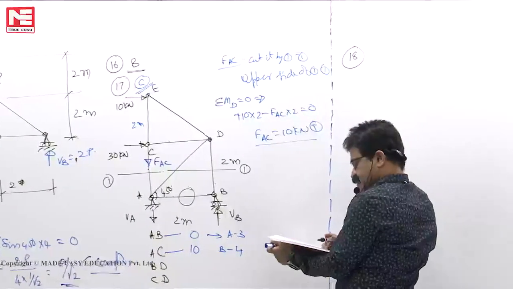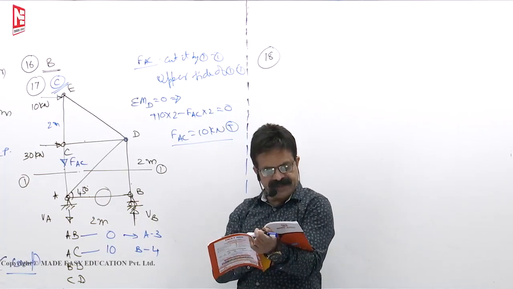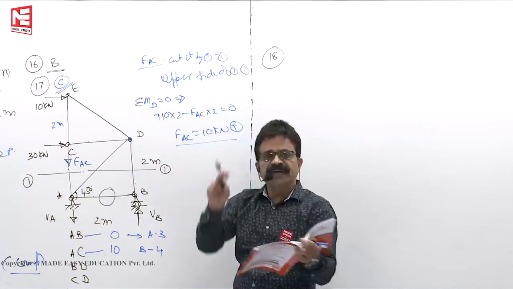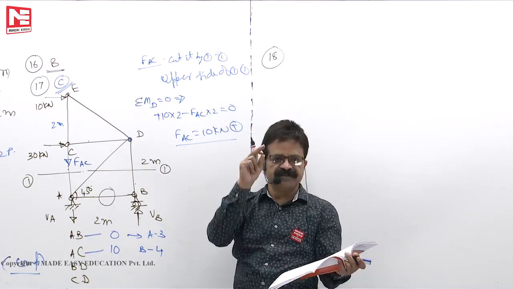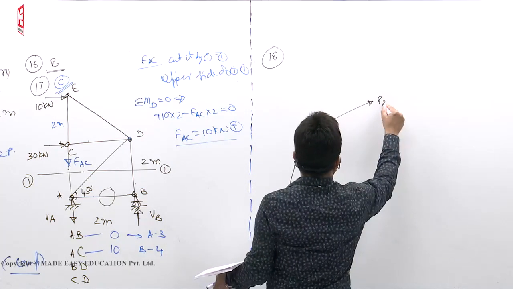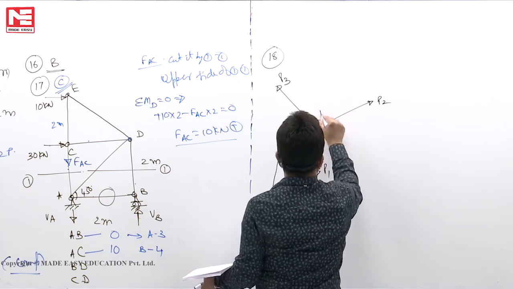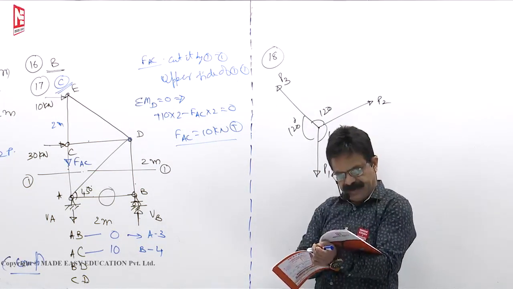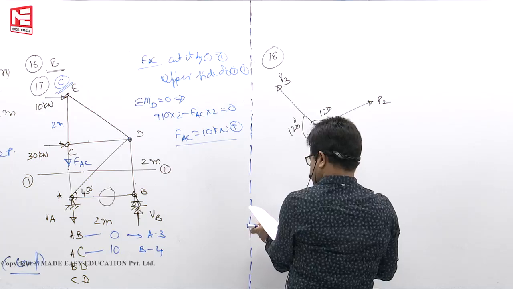3 equally inclined members of a plane frame having tensile forces respectively are jointed at a point. Relationship between P1, P2, P3. Equally inclined means Lami's theorem that we have learned. If they are equally inclined, it means 120, 120, 120 degrees. If angles are the same, the forces must be the same. The relationship between P1, P2, P3: all of them are equal. P1 equals P2 equals P3. So D is the correct one.